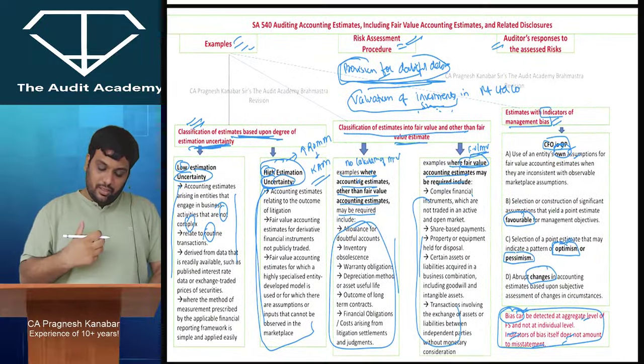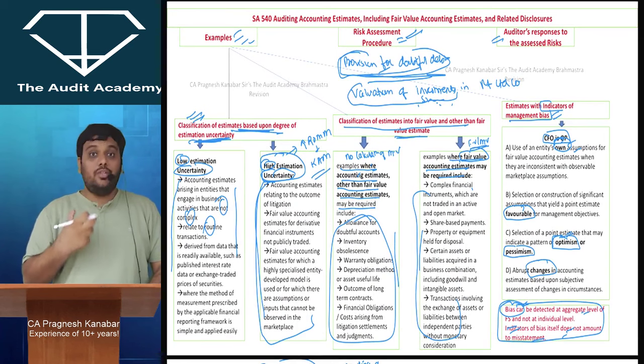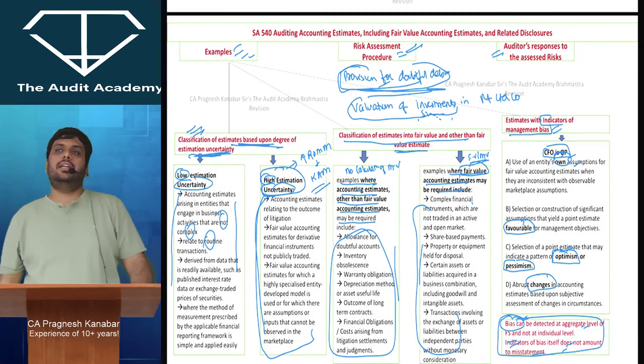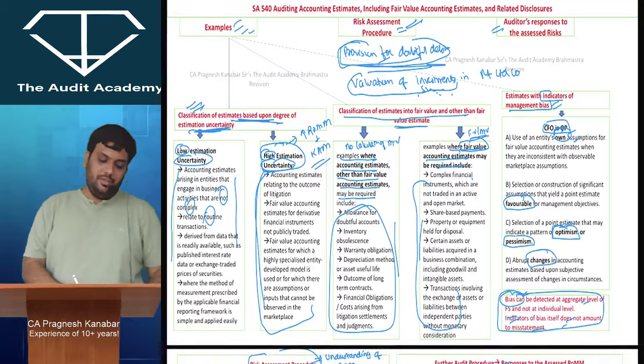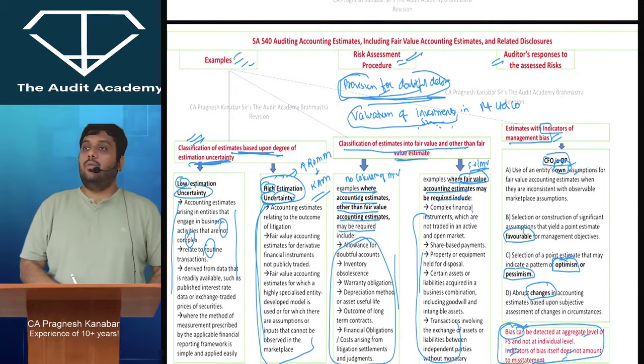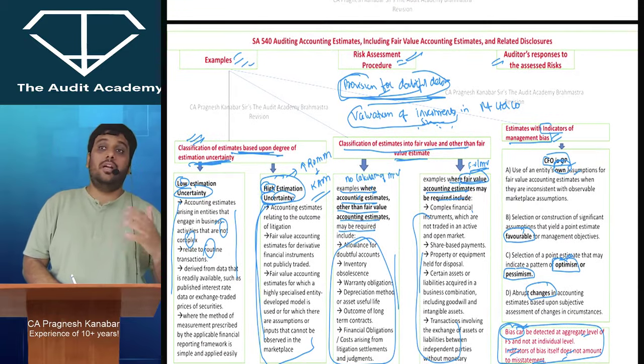Now over here, sometimes you have to show the courage to write the answers. For example, there has been a very repeatedly asked question of written representations when it comes to SA 540. That is, there are some sensitive estimates, what kind of points will you include in the written representation of the management?